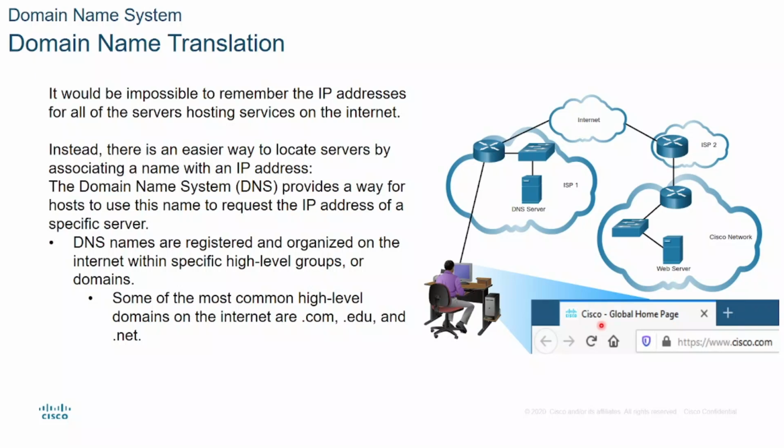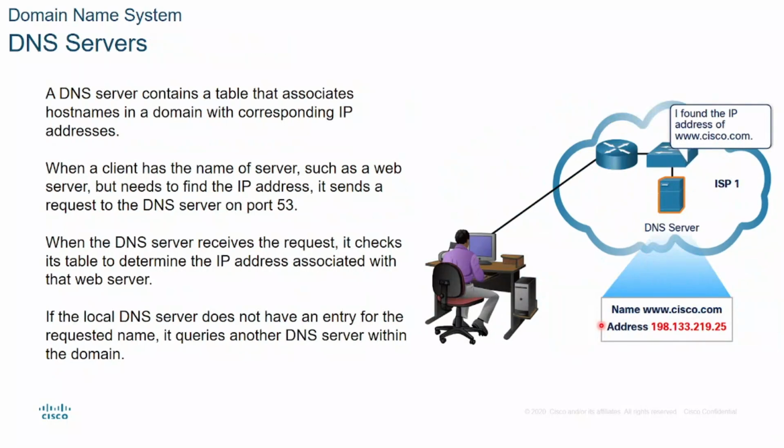So the domain name system provides a way for hosts to use this name to request the IP address of a specific server. Domain name system names are registered and organized on the internet within specific high-level groups of domains. The most common high-level domains of the internet are .com, .edu, and .net. So a domain name server contains a table that associates host names in a domain with corresponding IP addresses.